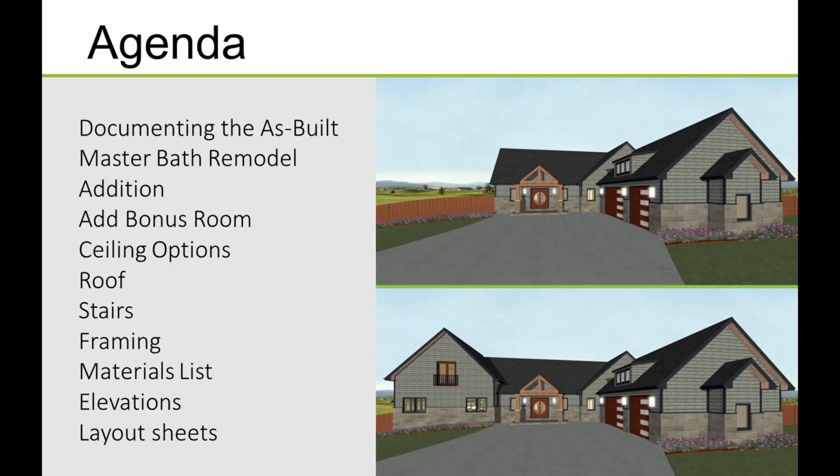We will remodel a master bathroom, add an addition, add a second-story bonus room, and show various custom ceiling design options, design the roof, add stairs, build the framing, look at the materials list, create elevations, and conclude with creating construction documents. So let's get started.